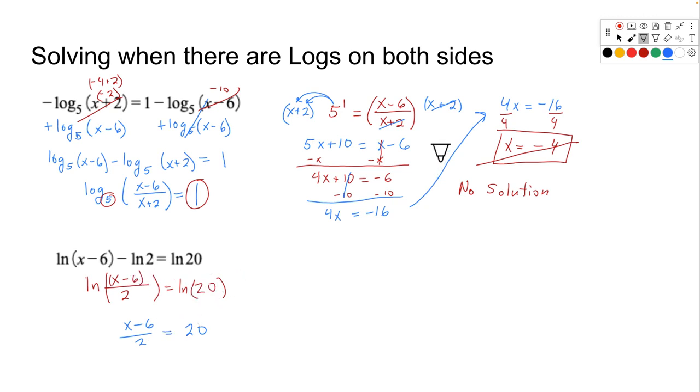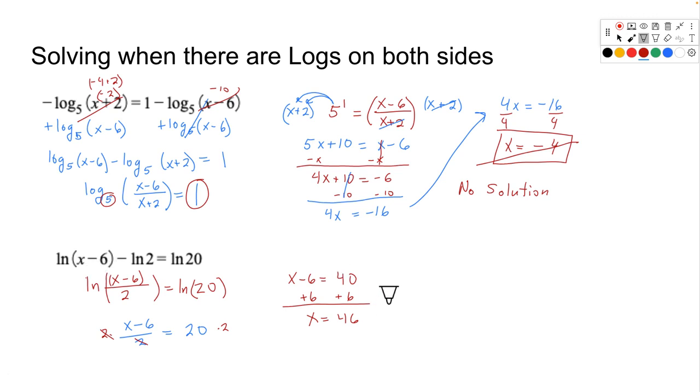Okay, and so for this one we go ahead and solve for x. So we will multiply both sides by 2 to get rid of this denominator. So 2 divided by 2 is 1. 20 times 2 is 40. So we've got x minus 6 equals 40. And then we can add 6 to both sides. x equals 46. Again, we want to check it. If I put in 46 here, minus 6, that's going to be okay.